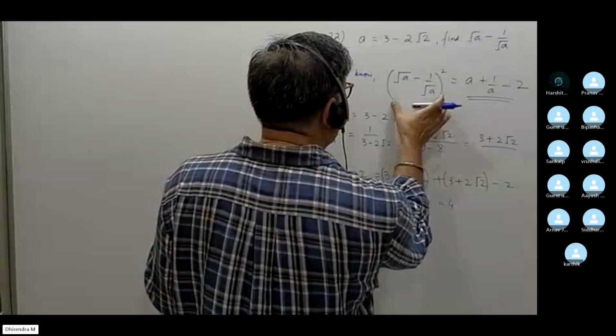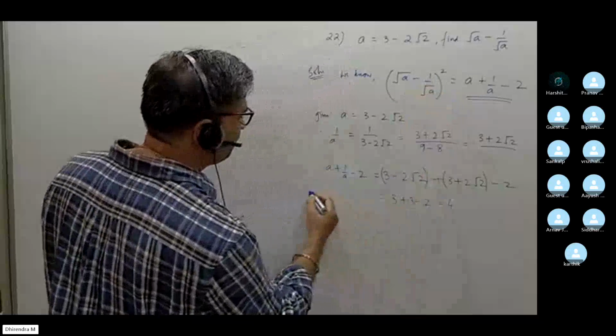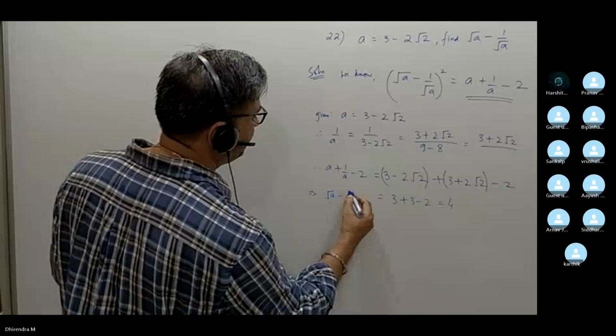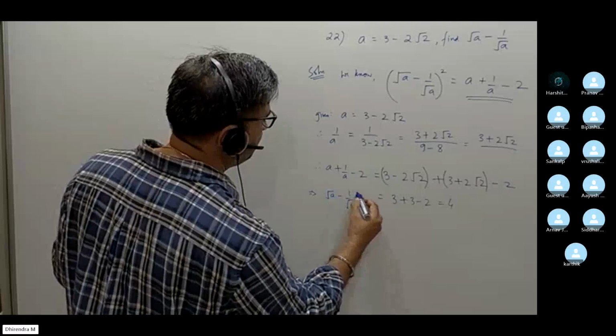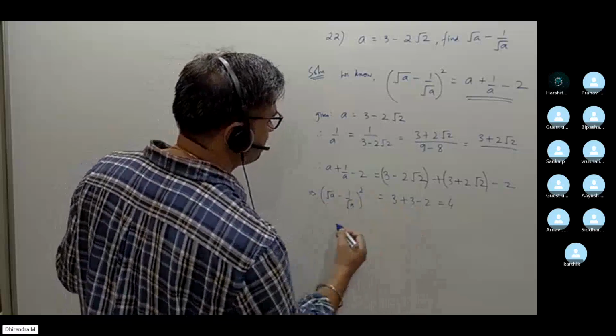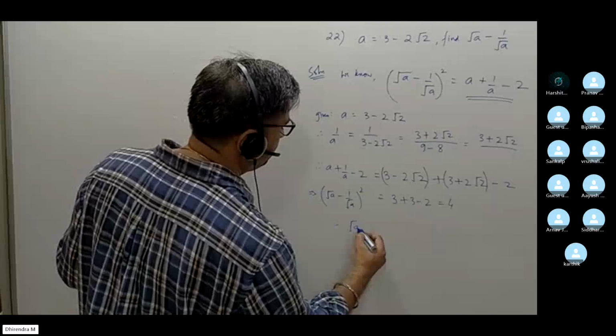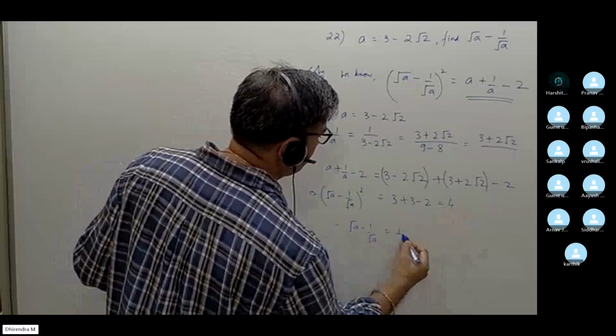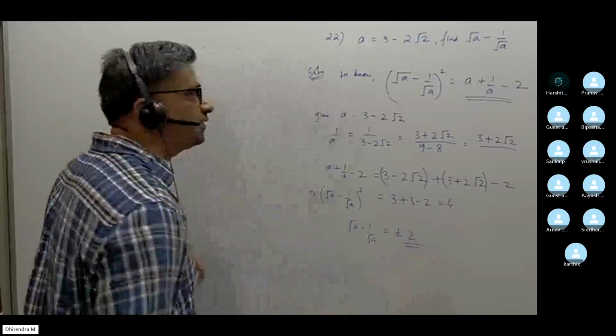We have found this square, right? Therefore, root A minus 1 by root A, the whole square, is this much. Therefore, root A minus 1 by root A will be the square root of this. So plus minus 2 is the answer.